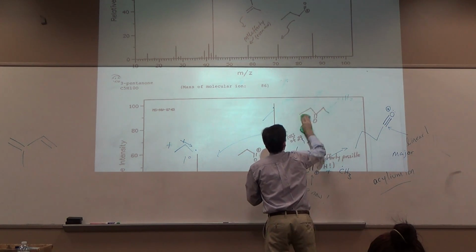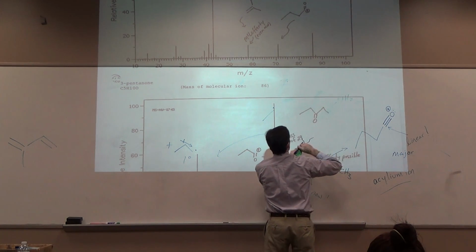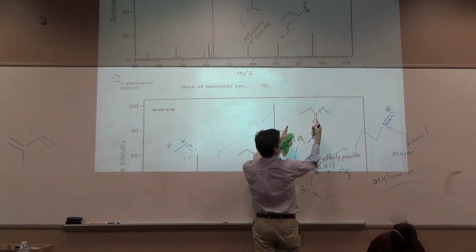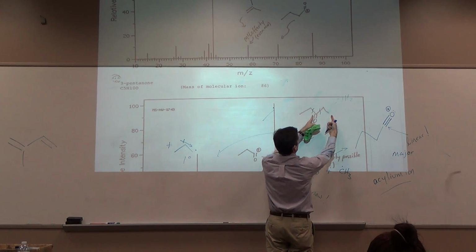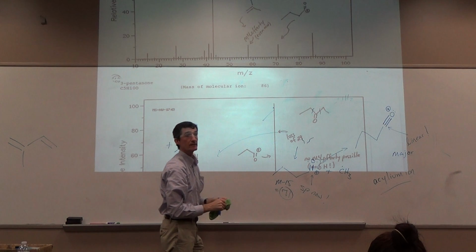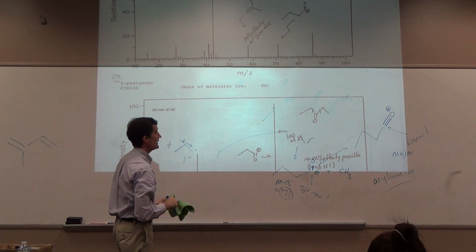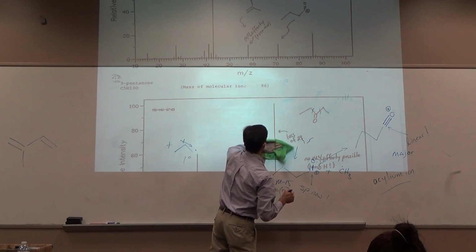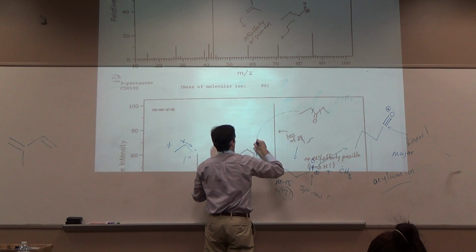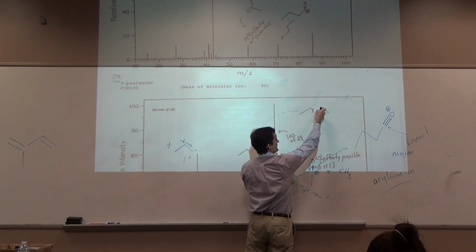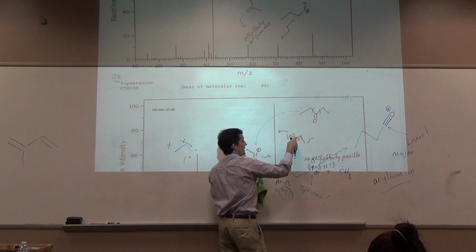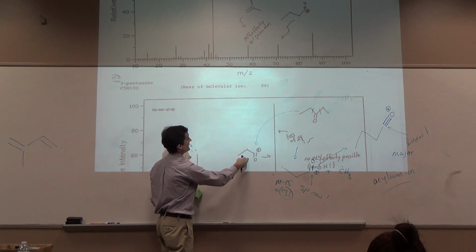Now this is a symmetrical ketone here. If you cleave over here, you get that. If you cleave over here, you get that. It's the same thing, hopefully you see. Either way, you get this. For example, you get that with loss of the ethyl, loss of 29. So this is M minus 29.